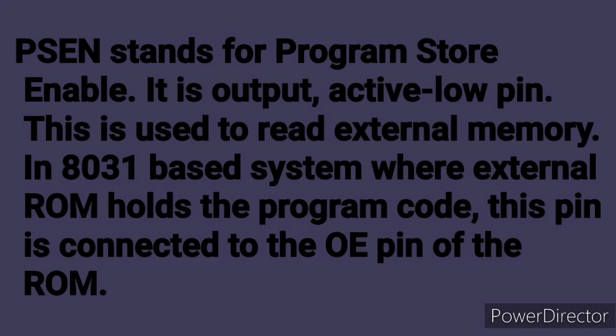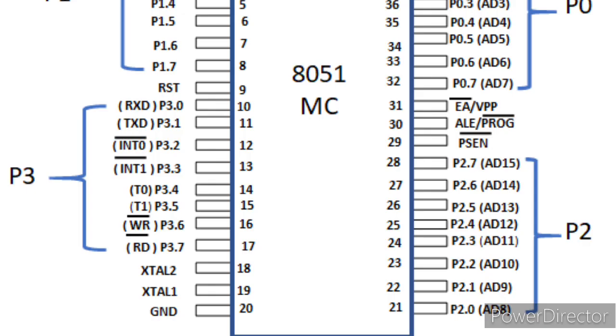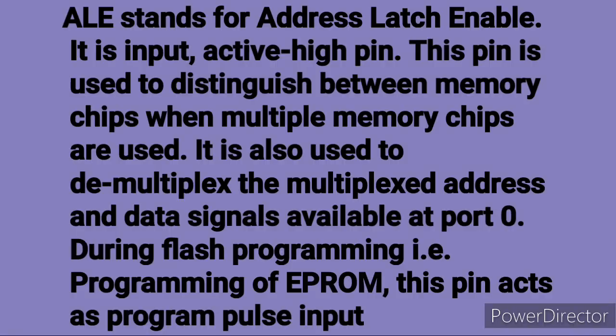Pin 29, PSEN. PSEN stands for Program Store Enable. It is output, active low pin. This is used to read external memory. In 8031-based system where external ROM holds the program code, this pin is connected to the OE pin of the ROM. Pin 30, ALE/prog. ALE stands for Address Latch Enable.